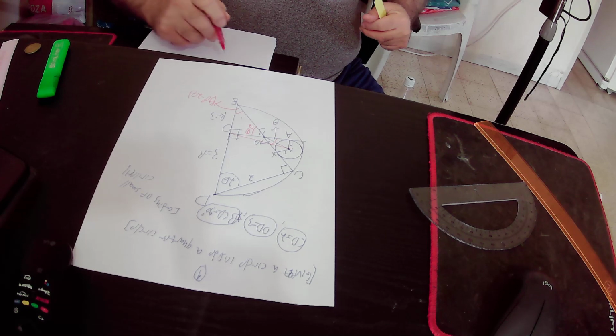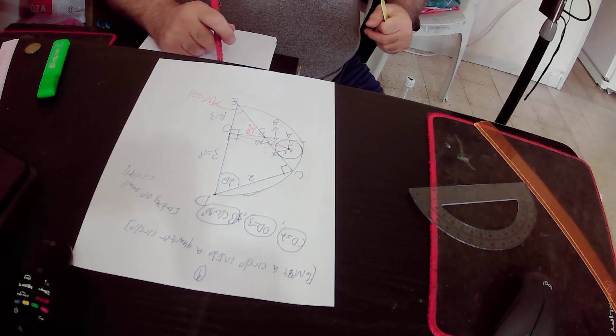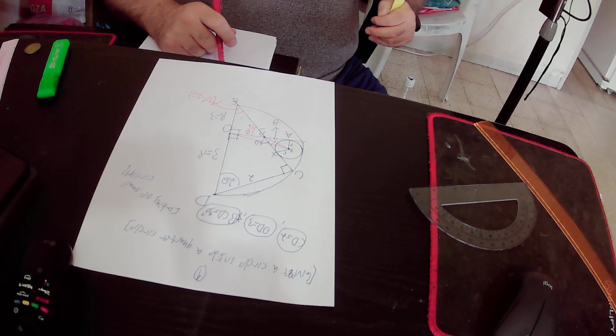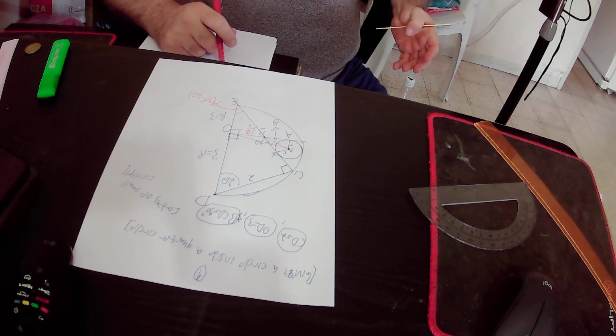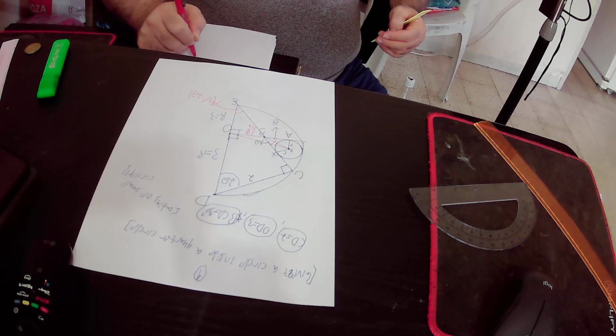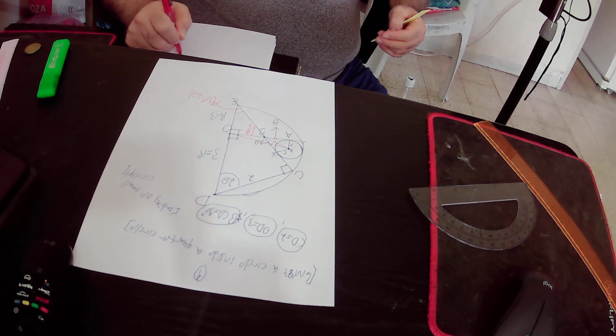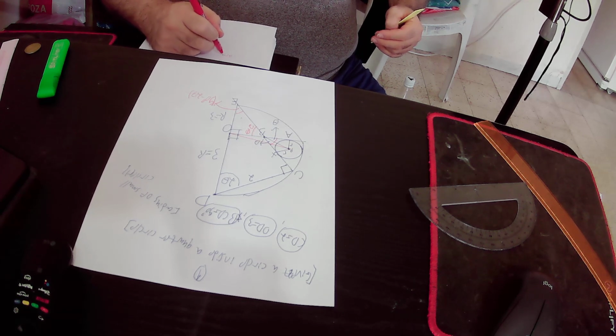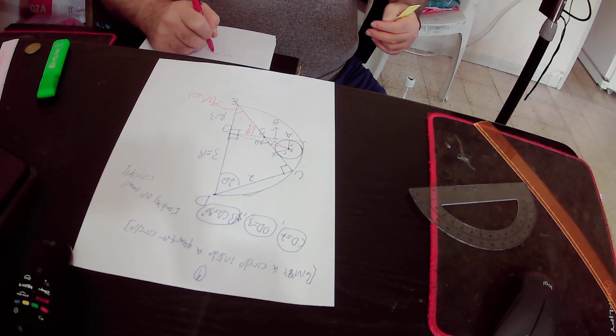We have the rule that states that a tangent to the circle and the radius are perpendicular to each other. Again, tangent and radius are perpendicular to each other.